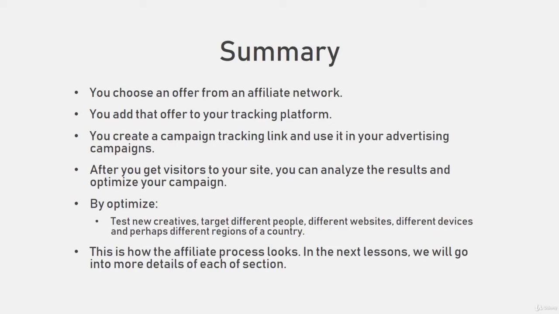So in summary, you choose an offer from an affiliate network, you add that offer to your tracking platform, then you create a campaign tracking link and you use it in your advertising campaigns. After you get visitors to your site, you can analyze the results and optimize your campaign. By optimize, I mean change the creatives, target different people, different websites, different devices, and perhaps different regions of a country. This is how the affiliate process looks.